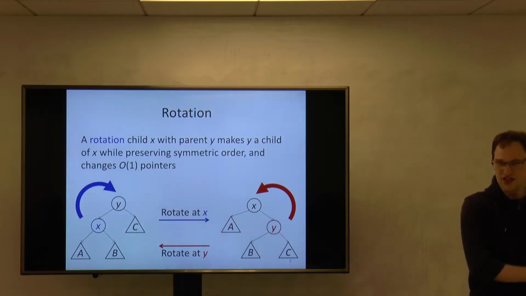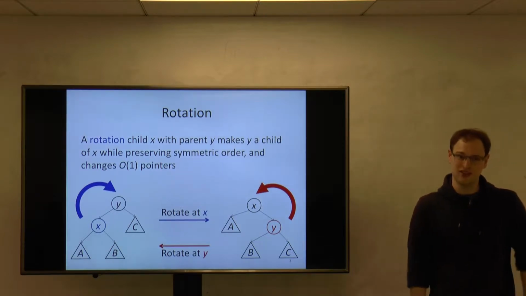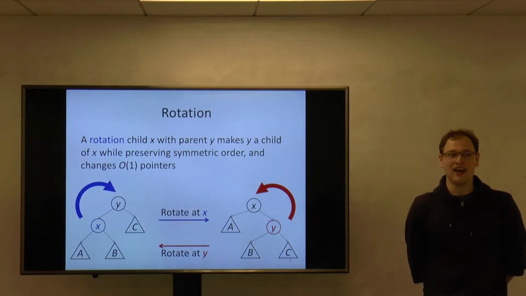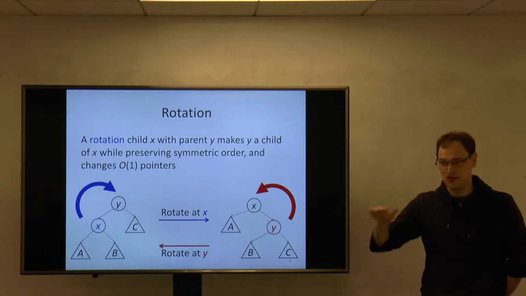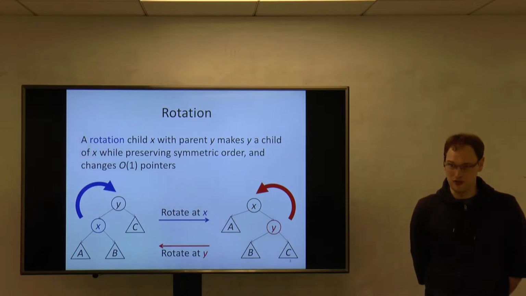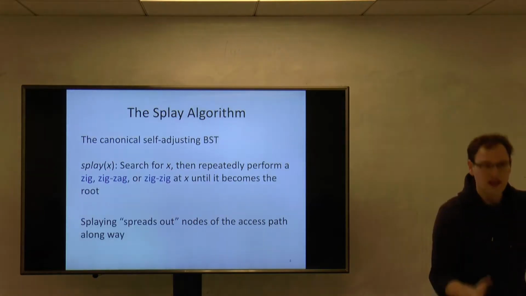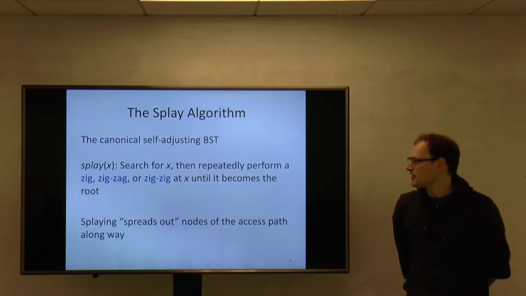And rotations are probably most commonly seen in balanced search trees, where you maintain some invariants about sizes of subtrees, and you use rotations to restore those invariants whenever you insert or delete something. But in this case, we're going to use them slightly differently.